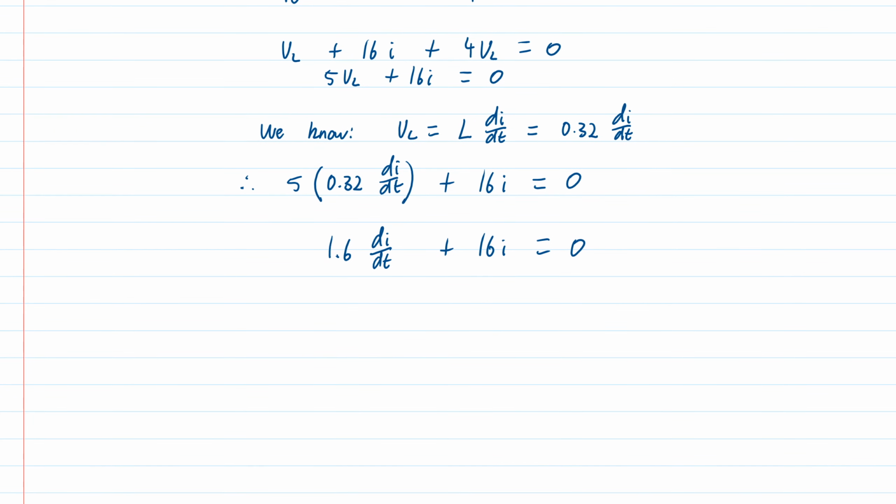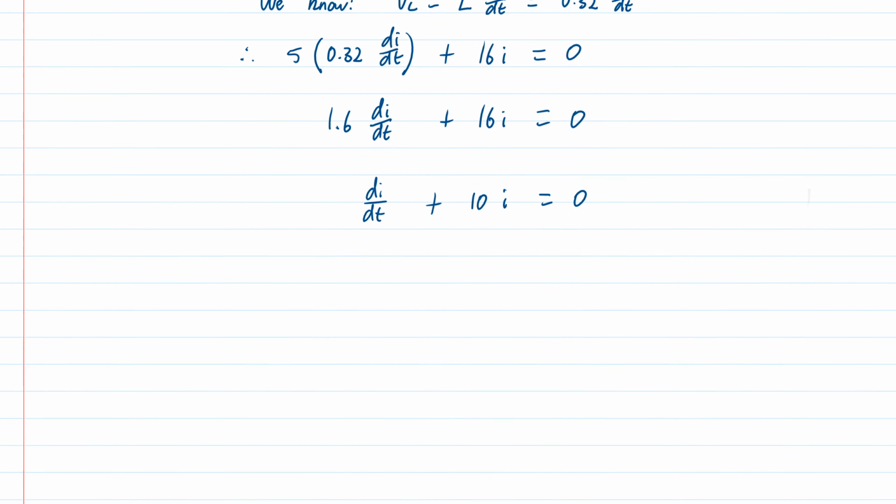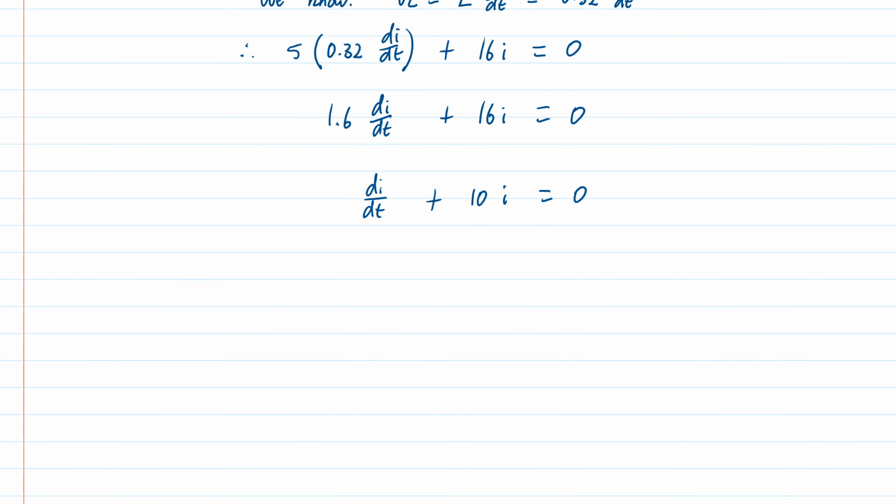And I can simplify that a little bit more. Basically divide through by 1.6, so 16 divided by 1.6 is 10: di dt plus 10I is equal to 0. So I have a first order differential equation with constant coefficients. So I can solve this using the methods that we spoke about in previous videos. Let's use separation of variables for this one.